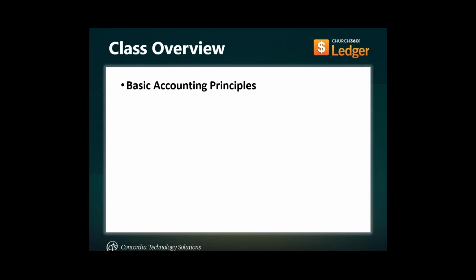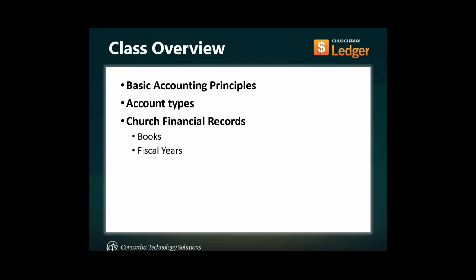So we're going to start out with basic accounting principles. We'll go through some of the things that are true about Church360 Ledger. Then we'll jump into the program and discuss account types. Then we'll go through church financial records, where we'll go through books. We'll discuss fiscal years and how to set those up and manage those. We'll go through chart of accounts, where we will implement our account types, and talk about the account types when we're creating our chart of accounts.